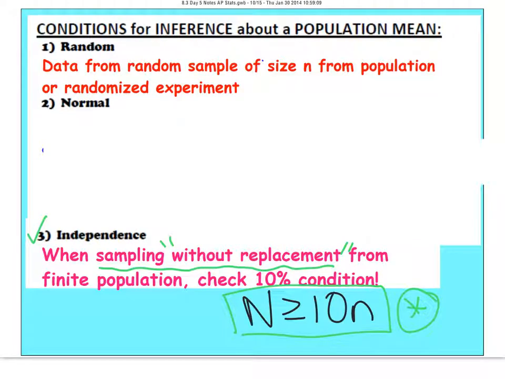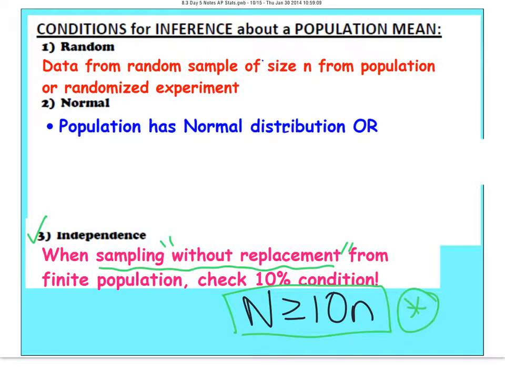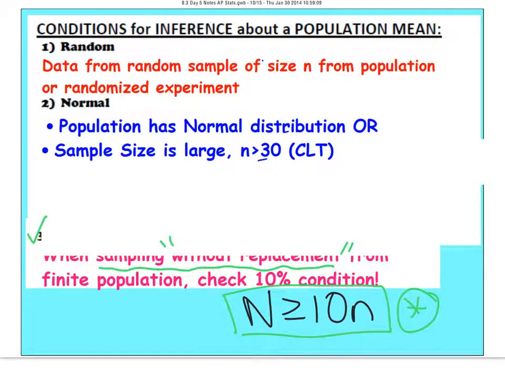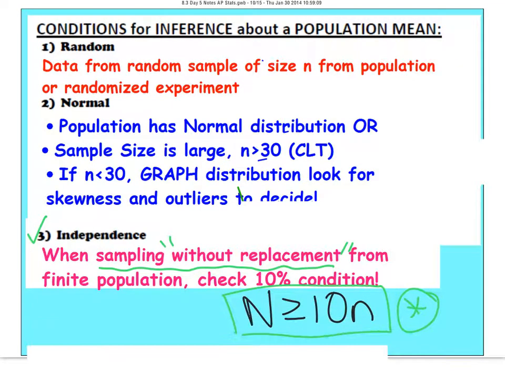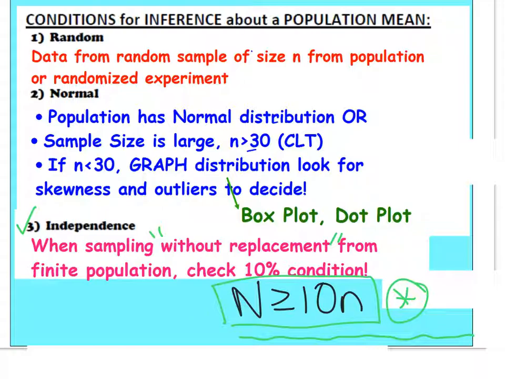Then the third condition is the normalcy. There's a couple different ways. For normalcy, if the population has a normal distribution, then we already know that this sample will, so we say it's approximately normal. Or if the sample size is large, that is if the sample size is greater than or equal to 30, then we know our sample is approximately normal. Now, the new thing is this, because of the t-distribution, if n is less than 30, you have to actually go ahead and graph the distribution and look for skewness and outliers to actually decide what to do in this case. You can decide what your graph should be, a box plot or a dot plot, something like that. But be cautious if it is less than 30.